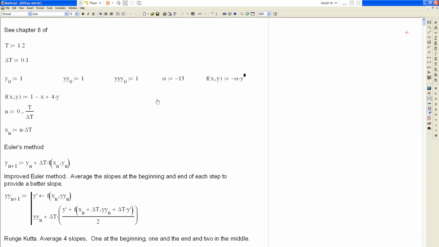Now, Euler's method is a very simple method developed by Euler a long time ago. And basically it goes like this. You have a starting position, y, and we have a function of x and y, which is this right here. And we look ahead one step, and then that ends up being the new position. And this is fairly simple.